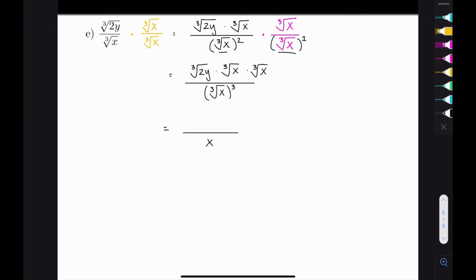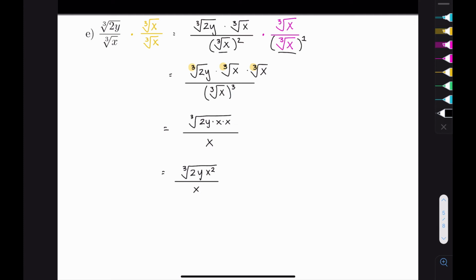And then in our numerator, because they are all the same radical, we can go ahead and just combine what's underneath. And we have 2y times x times x. So the absolute simplified that we can make this is 2y x squared under that cube root, and then overall divided by x. So it definitely takes a little bit more for these other radicals.